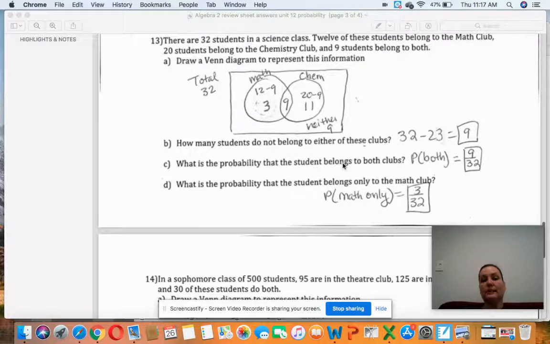What's the probability that a student belongs to both clubs? And that's 9 over 32. What's the probability the student belongs only to the math club? Well, there were 12 math people, but 9 of them were also in chemistry, so 12 minus 9 is 3. So the probability of math only is 3 out of 32.